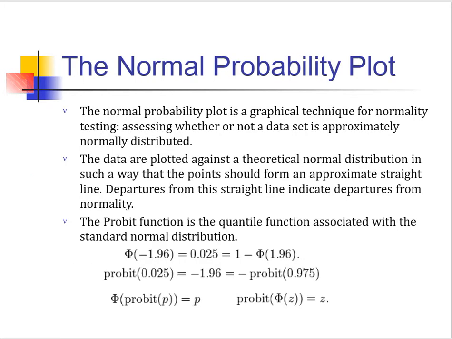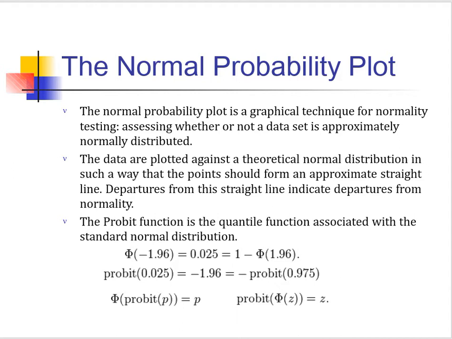The normal probability plot. The normal probability plot is a graphical technique for normality testing, assessing whether or not a data set is approximately normally distributed. The data are plotted against a theoretical normal distribution in such a way that the points should form an approximate straight line. Departures from the straight line indicate departures from normality.